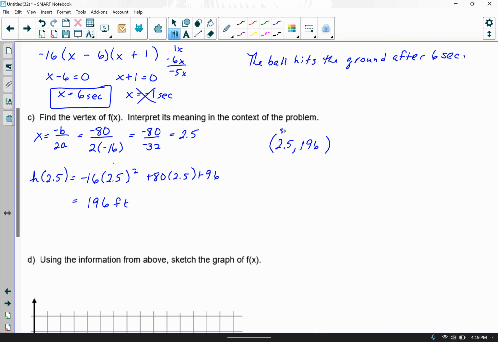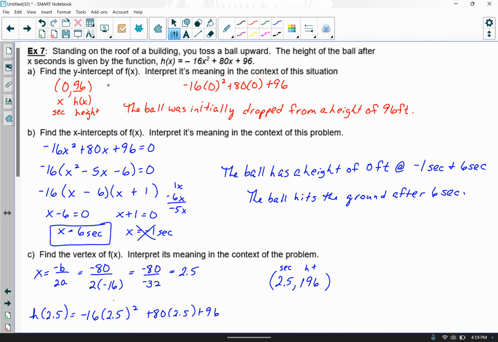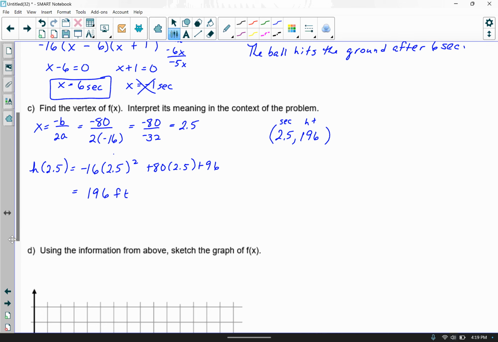This is your time in seconds. This is your height. Pretty sure we were feet, but let me go back and double check. You know what? It didn't say, did it? Standing on the roof of the building, you toss the ball where the height of the ball after x seconds is given by this. It's not jumping out at me here. I'm assuming feet, but I'm not seeing it there, and I don't want to take up too much time here in the video.